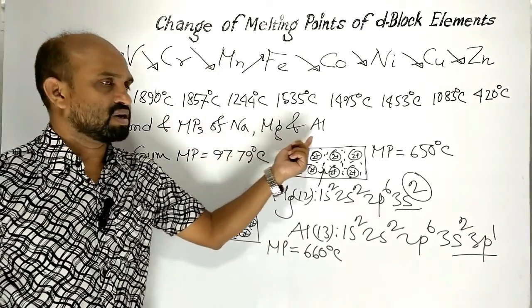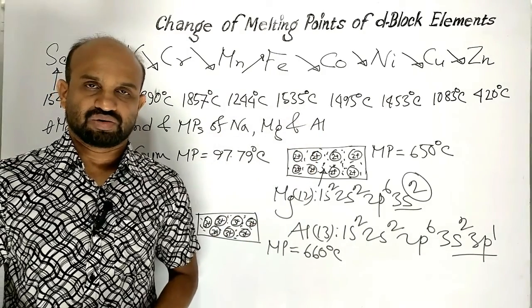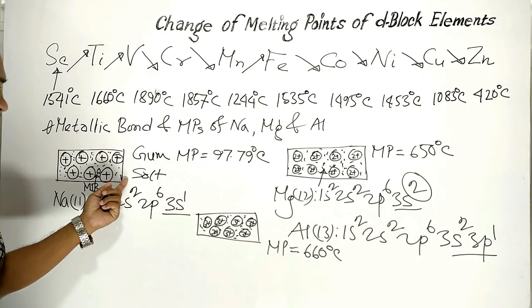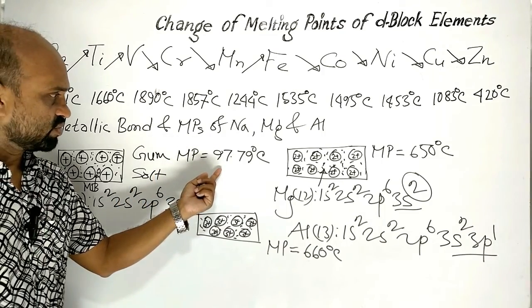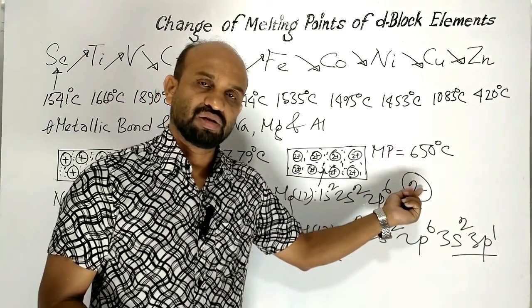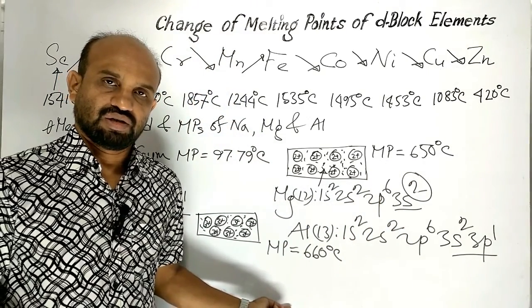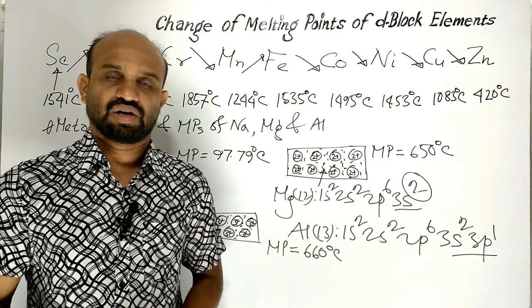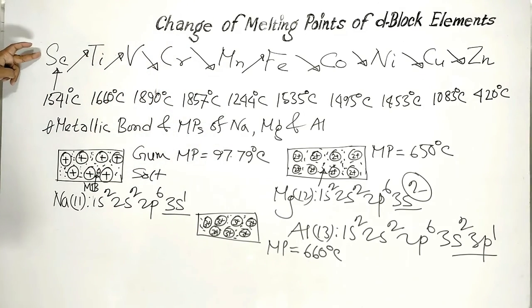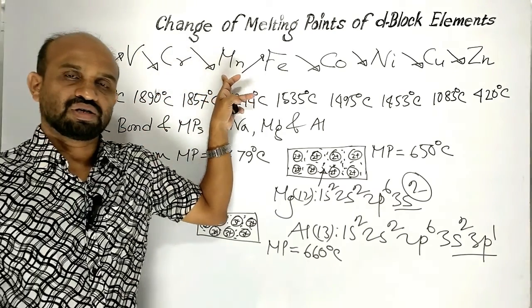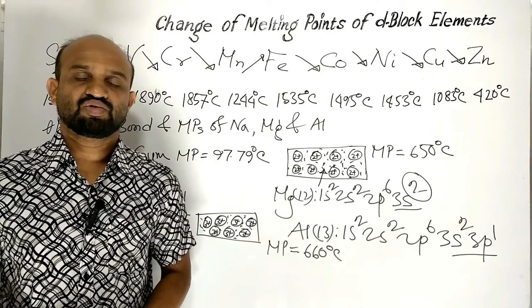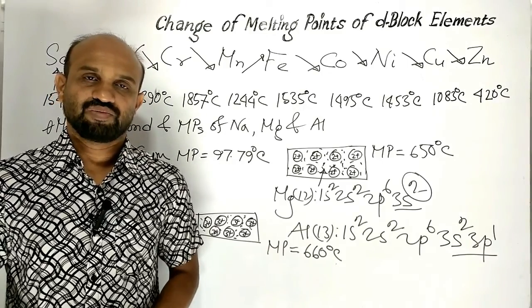sodium, magnesium and aluminum belong to the same period, third period. That is why their melting points change gradually, 97.79 to 650, 650 to 660. This is normal trend of changing melting points of the same period elements. But in case of D block elements, especially 3D block elements, change of melting points is abrupt, unusual. This is actually today's point to be discussed. Let's move on to the main point.